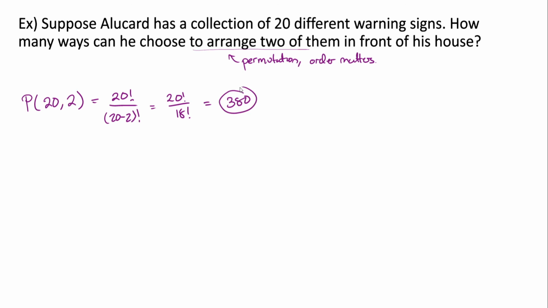We also could have opted to solve this using the product principle. We have 2 spots for the signs in front of the house. There's 20 ways you could place the first sign. Then once you've placed one sign, you can't use it again unless you have some sort of a cloning machine, but the problem will specify if you do have a cloning machine or not. And then you only have 19 possibilities left for the second sign you could use.